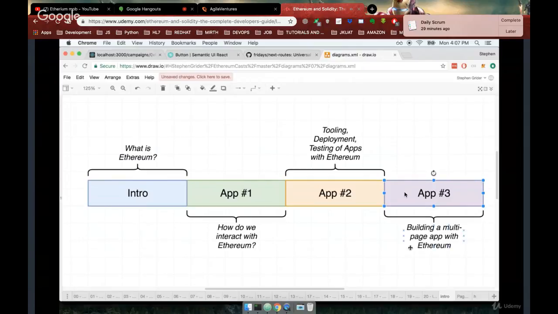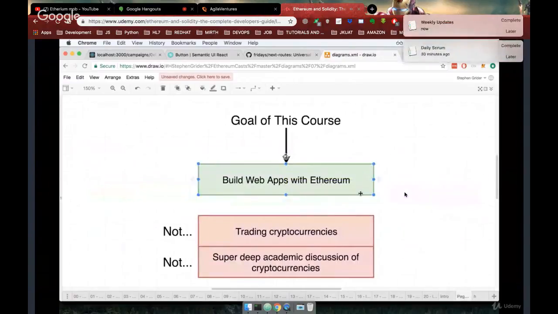And there's a couple of other notes I want to give you very quickly. The goal of this course is to teach you how to build web apps with Ethereum. That is the goal. So there are going to be some topics that we don't quite brush on quite so deeply as you might wish. In particular, we're not going to talk a lot about, say, trading cryptocurrencies. So this is not a course that's going to teach you how to invest in Ethereum or how to trade Ethereum coins with Bitcoin or anything like that. The goal of the course is to build web apps with Ethereum.